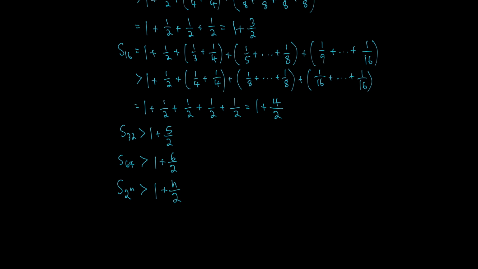So this implies that the sum of the first 2 to the n terms goes to infinity as n tends to infinity, because this just blows up. It's always going to be bigger than this. So the sum is not leveling off. So our sum is divergent. So our sequence of partial sums is divergent. And therefore the harmonic series is divergent.